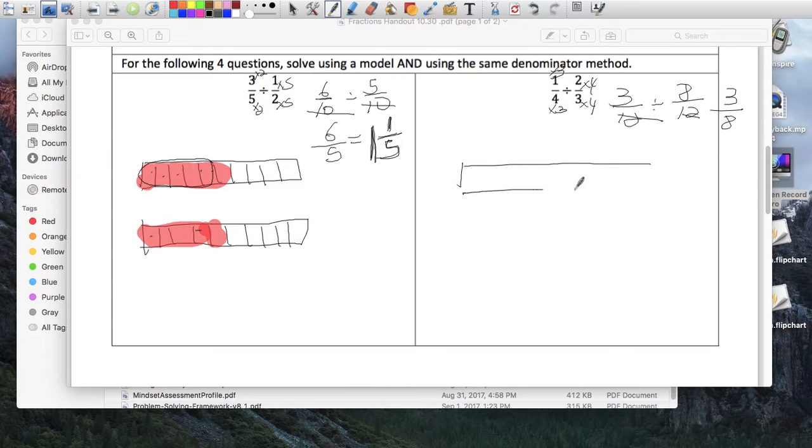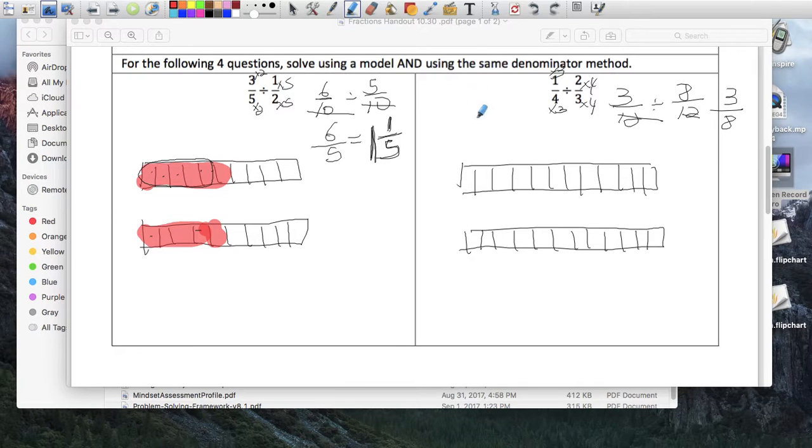In this case, we're drawing 12. 1, 2, 3, 4, 5, 6, 7, 8, 9, 10, 11, 12. And we're going to draw 8 12ths again. 1, 2, 3, 4, 5, 6, 7, 8, 9, 10, 11, 12. Okay, so we're going to shade 3 because that's what we have. And 8 goes up to here.